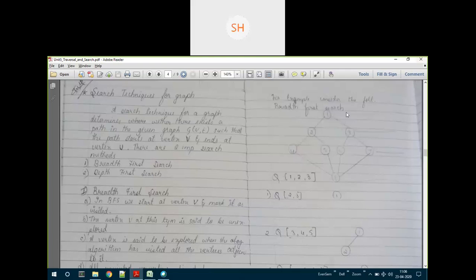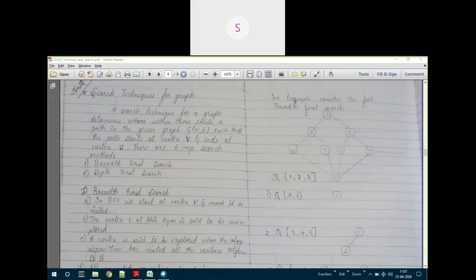The next concept we are going to study today is called search techniques for graphs. We have already studied the basic definition and the different types of graphs. A graph is a collection of vertices and edges, which is represented as G(V, E), where V represents the number of vertices and E represents the number of edges.